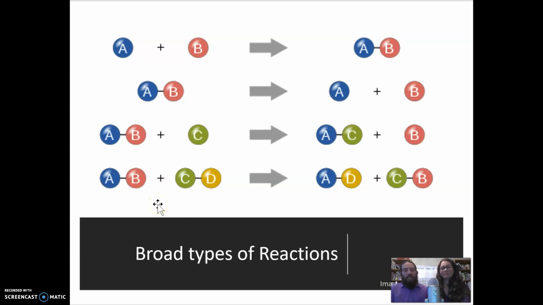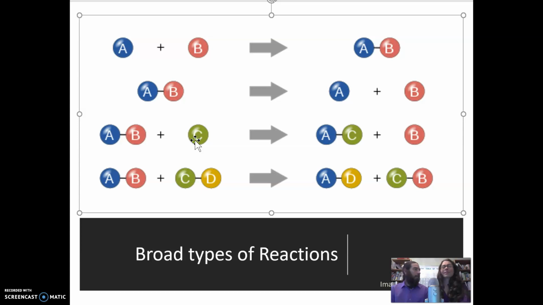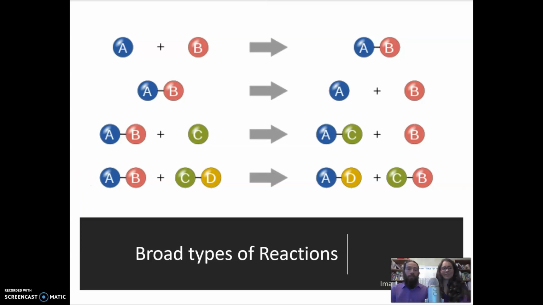So if we go back to that single displacement or single replacement, if C was a metal, then it would replace the metal in the compound, and that's important. So we'll show you some examples, some real examples as well. So broad types of reactions: synthesis, decomposition, single replacement, double replacement. So let's look at some.